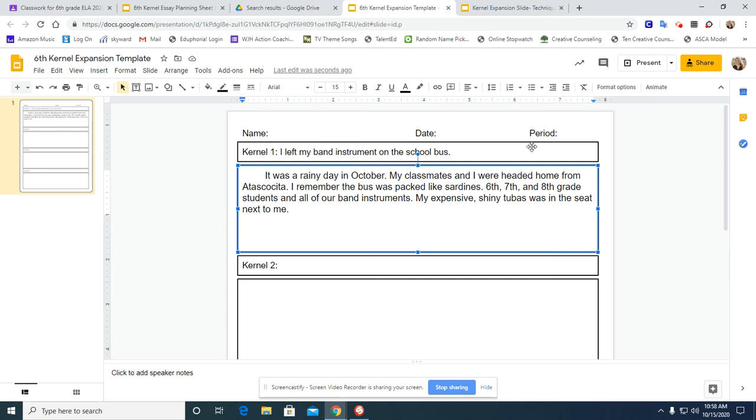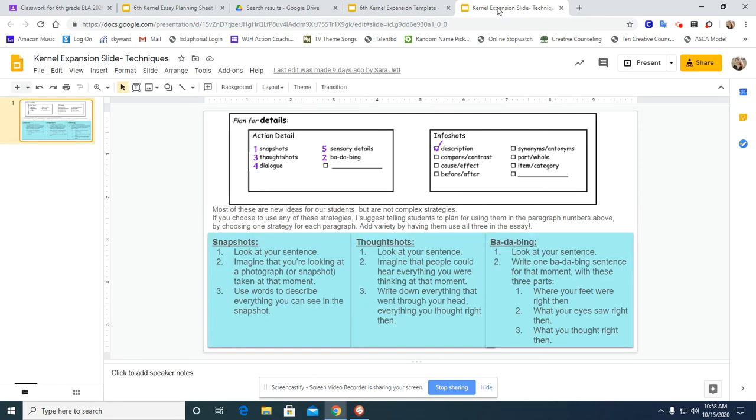What technique did I use? A snapshot, a thought shot, or bada bing? If you said snapshot, you got it correct. I imagined looking at a photograph of the stacked bus that day, and that's how I arrived at all of those details for paragraph 1 in my essay.